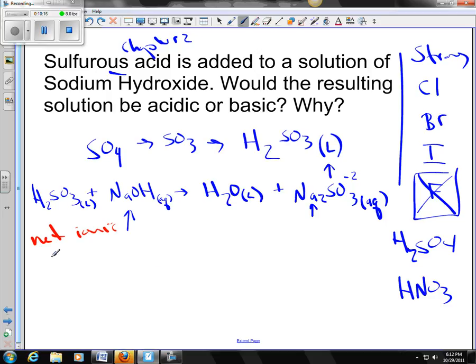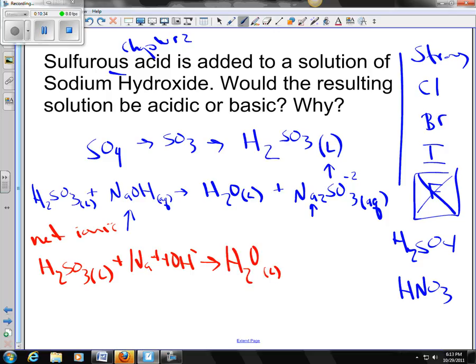I'll just write it down here. Since this is a liquid, I write everything there. Plus, since that's aqueous, plus OH minus goes to H2O liquid, stays that way, plus, this is aqueous, so I have 2 Na plus 1 plus SO3 minus 2. So that's really it in ion form.